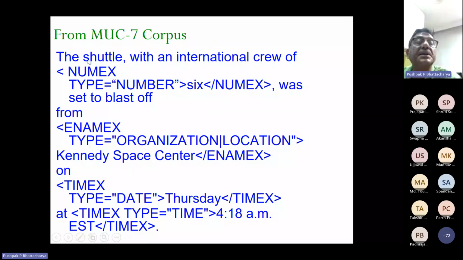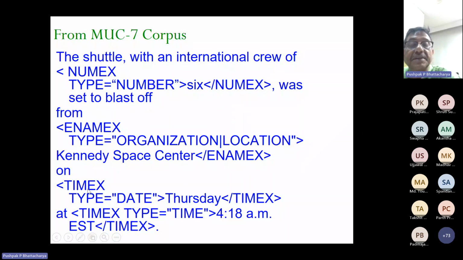So annotation, as we have seen, the shuttle with an international crew of 6 was set to blast off from Kennedy Space Center on Thursday, 4:18 a.m. That is the full sentence. But this raw sentence has now been enriched with the tags. The shuttle, nothing, with an international crew of, nothing. Then 6. 6 is of type NUMEX, number. Type is number. It is not distance. Was set to blast off, no named entity so far, from, now a named entity, Kennedy Space Center, which is of type organization / location. It is of type ENAMEX.